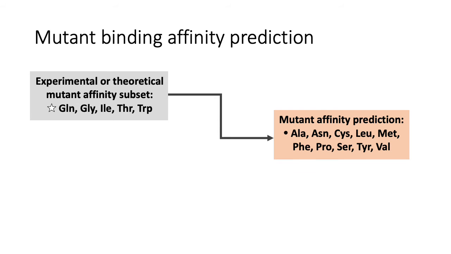Well, here what we do is we say, okay, let's start from a small mutant affinity subset and then predict the remaining 20 amino acids from that subset. So we start with an experimental or theoretical mutant affinity subset, and then we want to predict the remaining amino acids. So then the choice becomes, what is our choice of algorithm? What is our choice of interpolation to do this prediction?